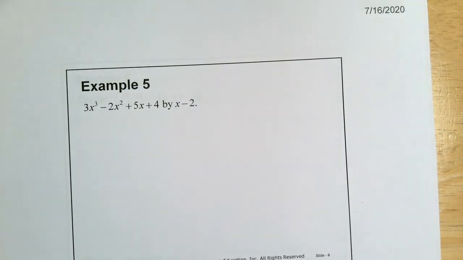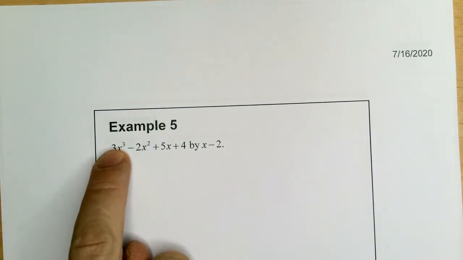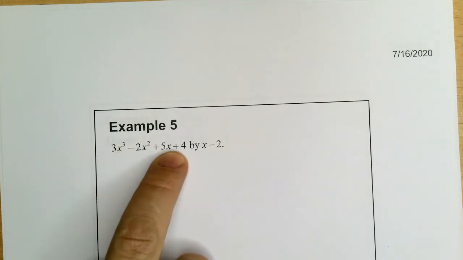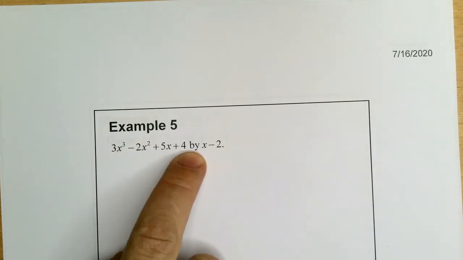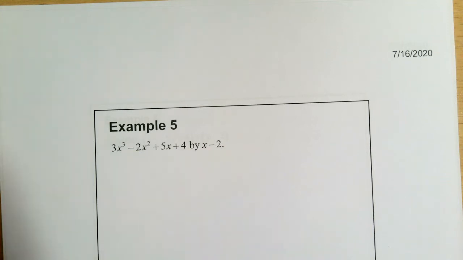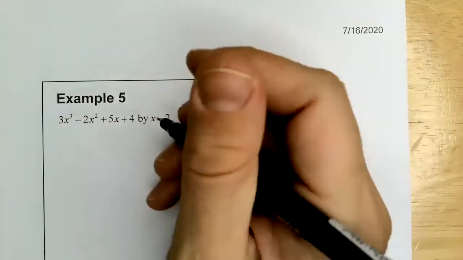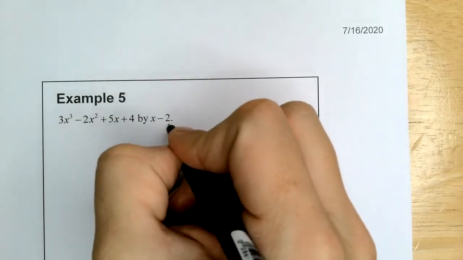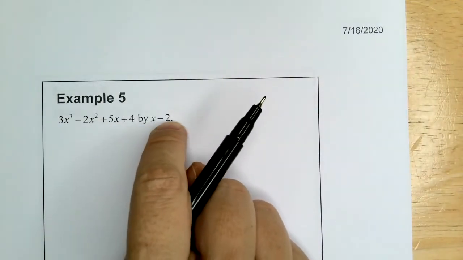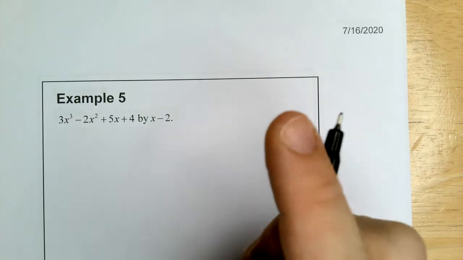Example 5. Again, check for holes. x to the third, x squared, x, and x to the 0, or a constant. x minus 2, we're okay. All right. We are dividing this by this, or we're dividing this into that.